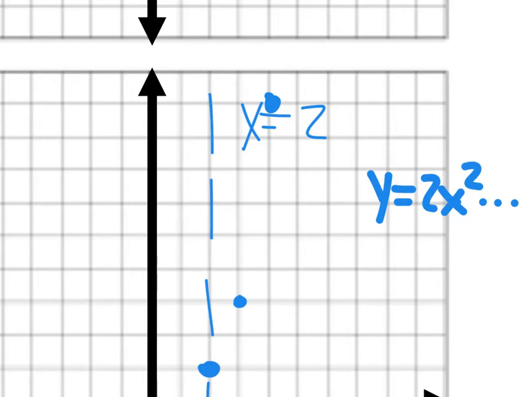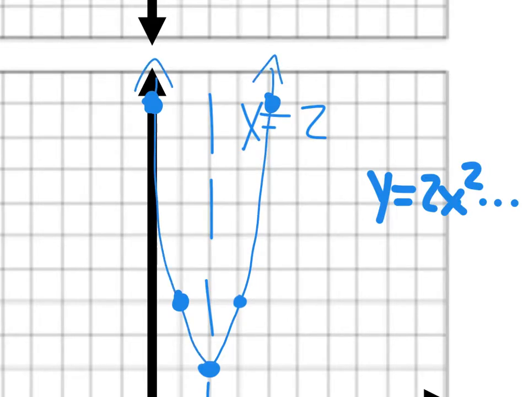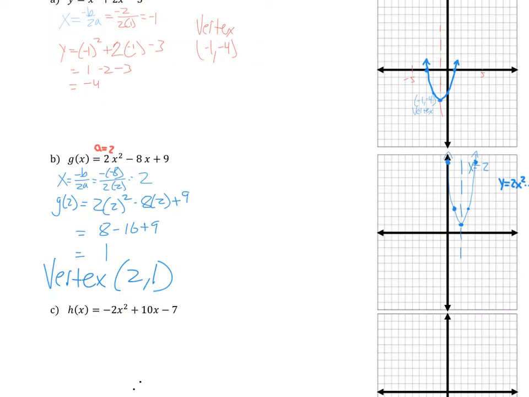Now, we know the left side is going to be symmetrical, so all these points on the left are just going to be a reflection. We can just copy those down, and then we're ready to draw our graph. So we find the vertex, we use the a value to plot some points, and we get our graph. All right, one more here.